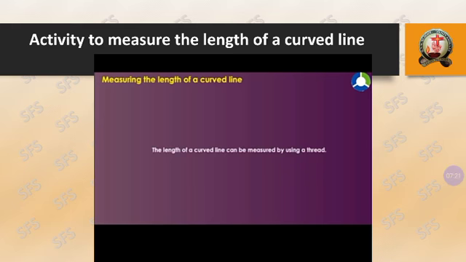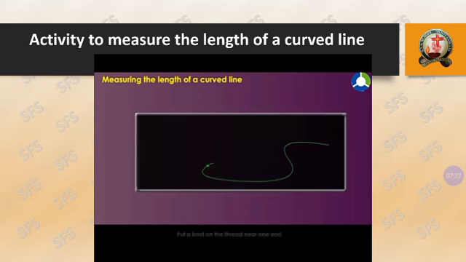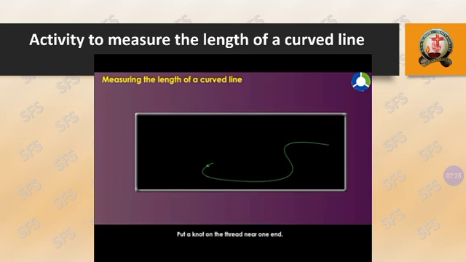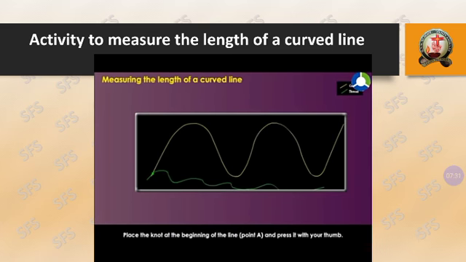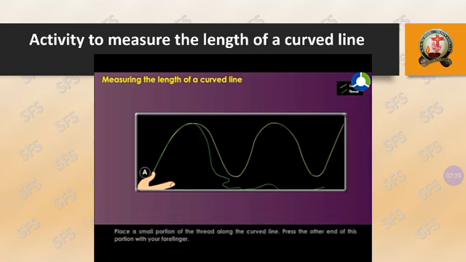The length of a curved line can be measured by using a thread. Put a knot on the thread near one end. Place the knot at the beginning of the line, point A, and press it with your thumb. Place a small portion of the thread along the curved line. Press the other end of this portion with your forefinger. Now place the thumb at point B and a small portion of the thread along the next portion of the line.